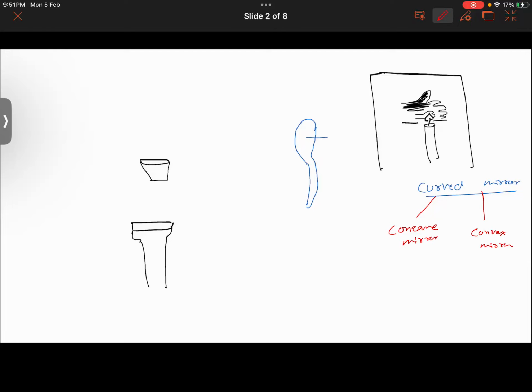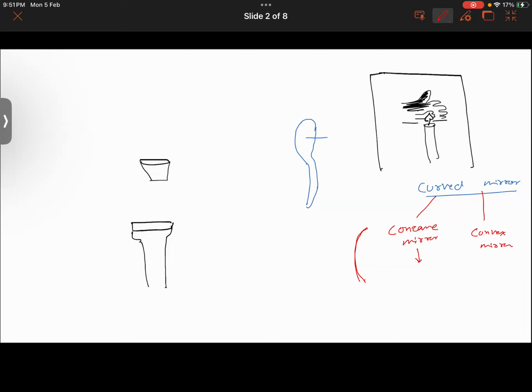Now, if you were to look at the front portion of the spoon, which is bent inward, ye concave mirror ki tarah dikhta hai. So concave mirror is like this. This is the concave mirror. Hope you are able to understand this. And talking about the convex mirror, if you were to look at the back portion of the spoon, you can understand the back portion of the spoon as the convex mirror. Hope you are able to understand this.